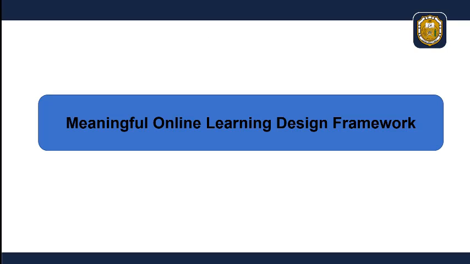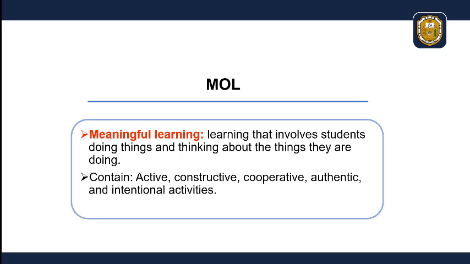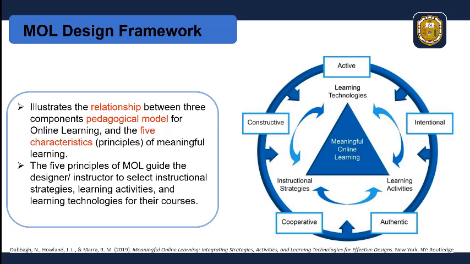Now let's move to study the meaningful online learning design framework. Just to remind you about the definition of meaningful online learning: it involves the students doing things and thinking about the things they are doing, and it contains 5 principles or characteristics, which are that the learning should be active, constructive, cooperative, authentic, and intentional. So this is the meaningful online learning design framework.